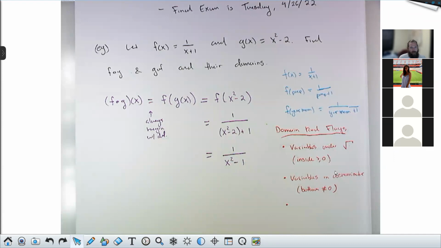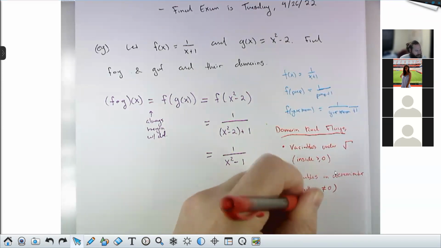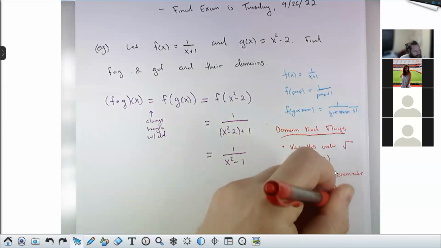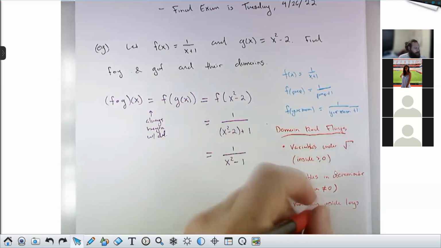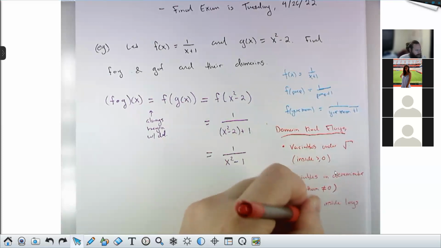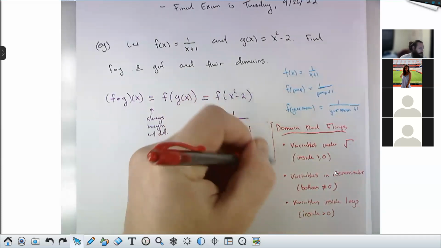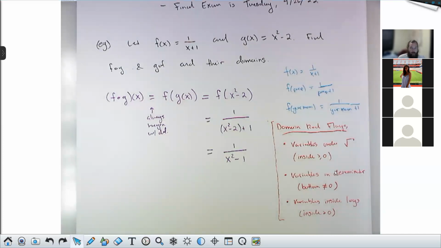Hear Jeopardy music in your head. Variables inside logs. If you have a variable expression inside a log, remember you cannot take the logarithm of a negative number or 0. So here you need to make sure that the inside is strictly greater than 0. These are our domain rules. This is everything you need to know to find the domain of a function.